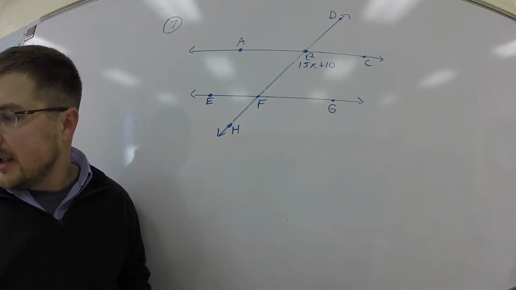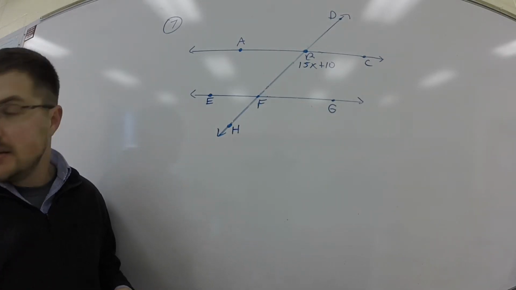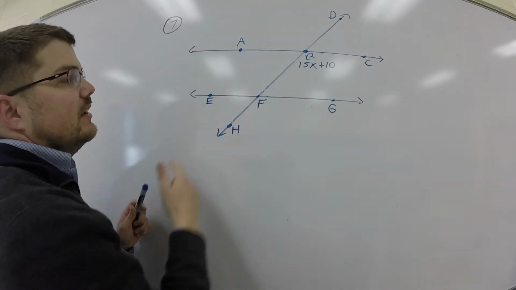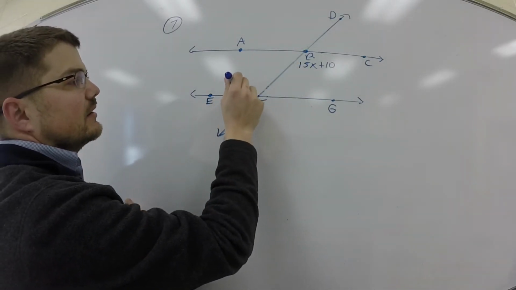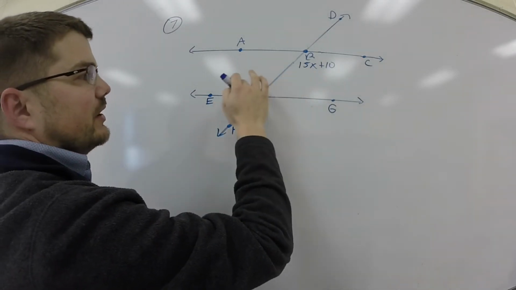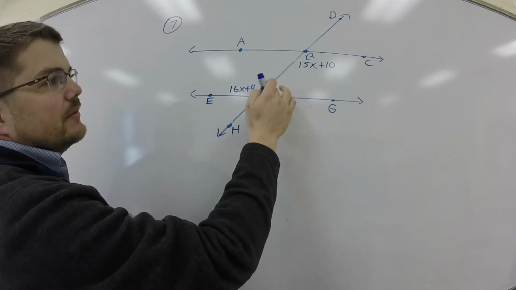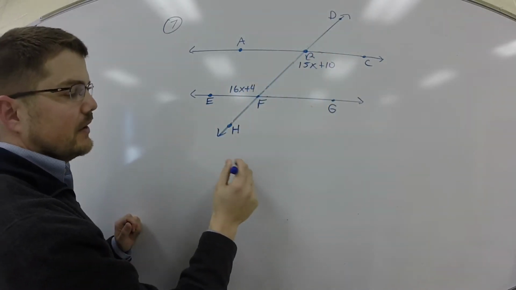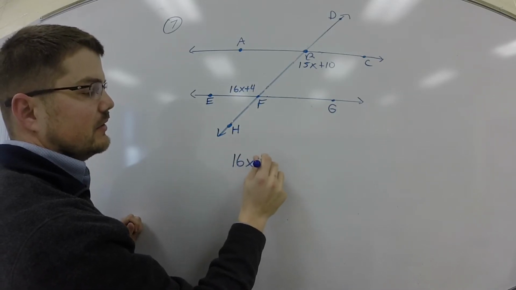And angle BFE is 16x plus 4. BFE, 16x plus 4. What do we know about these two angles? Well, this is obtuse, this is obtuse, so they're equal. So let's write the equation.